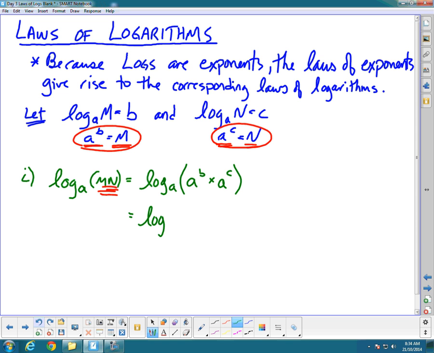Now look what we have inside the brackets. Here we have two exponents: a to the power of b times a to the power of c. What happens when we multiply powers with the same base? What do we do with the exponents? We add them, that's right.